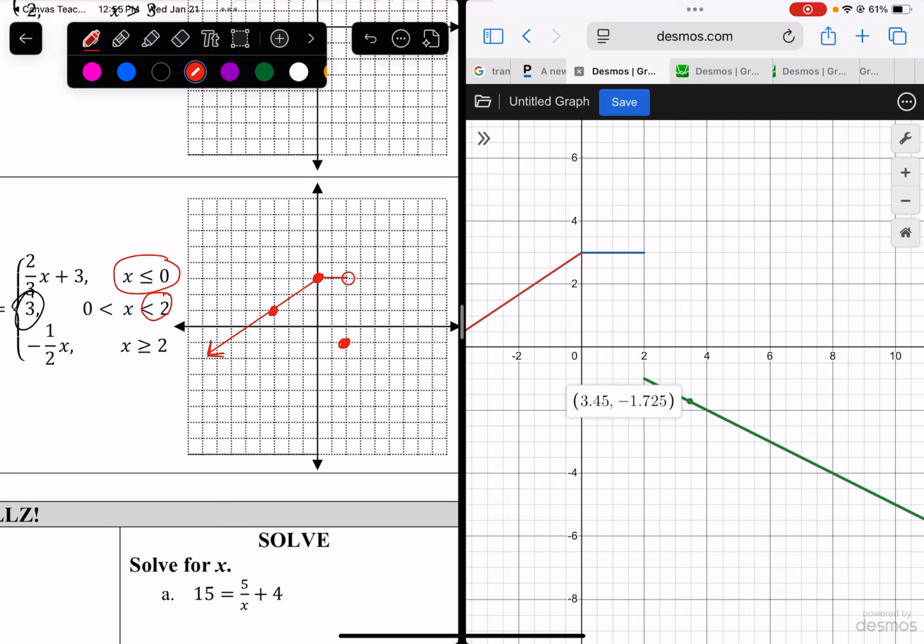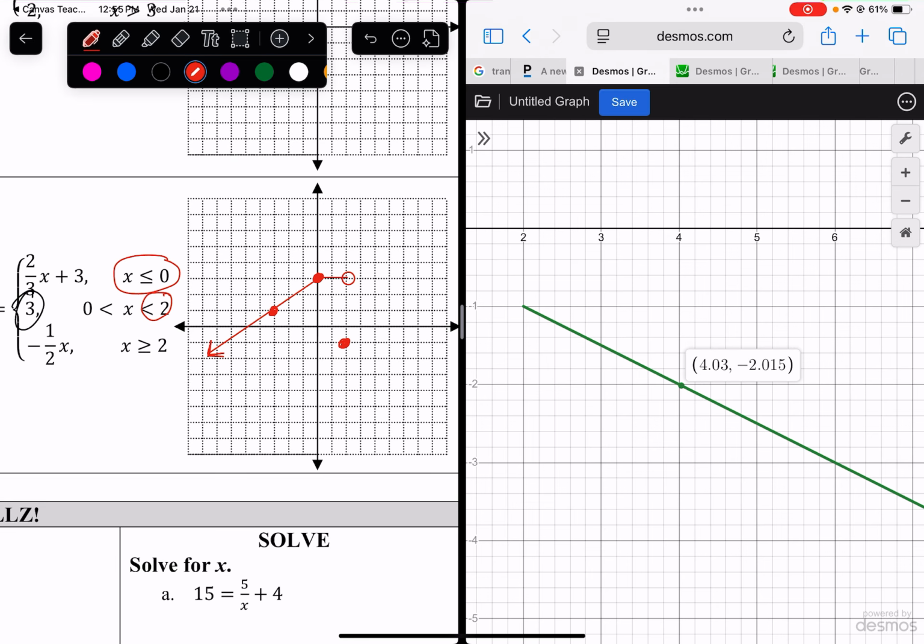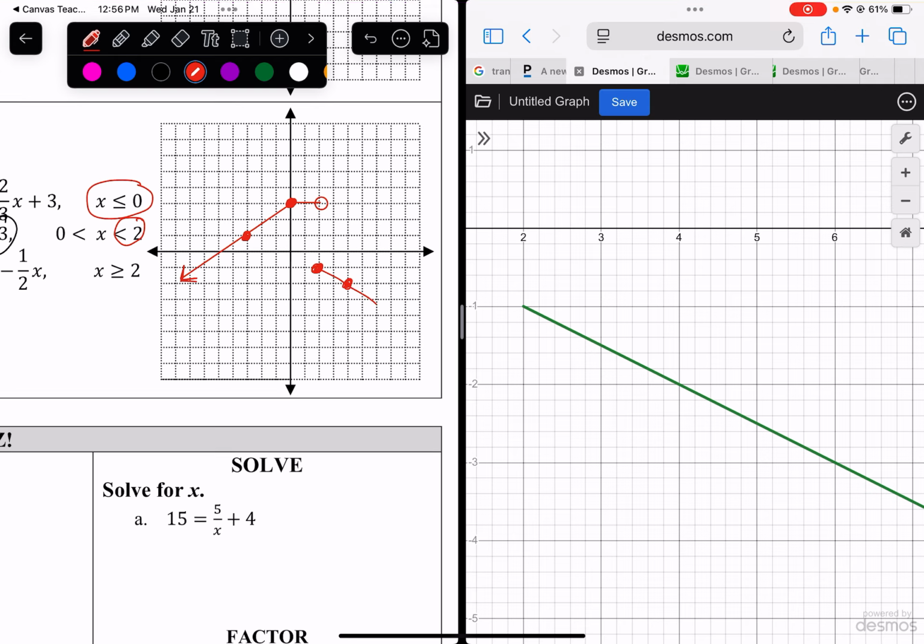And then I need another point, so I can slide around until I get a nice point. I can see it's coming. Let's see, and you could always zoom in. All right, here I got (4, -2). So 1, 2, 3, 4, over and down 2. And again, this goes on to infinity, so I have to make sure I put an arrow in there to show that.